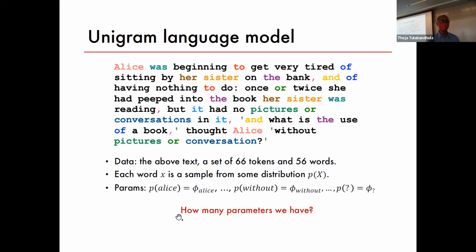So the probability masses are: what's the probability of Alice? Maybe let's call it phi Alice. What's the probability of without? Let's call it phi of without, and so on. So one parameter per word, basically. But of course, with 56 words, you only need 55 parameters, or you can keep all 56.